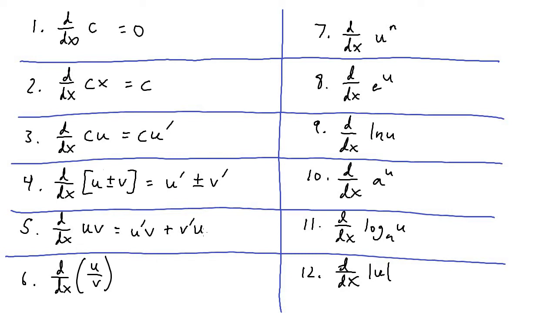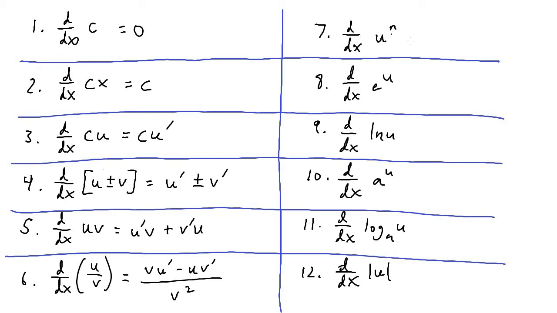Now number 6 is u divided by v, so that's the quotient rule, where we take the lower function times the derivative of the higher function, minus the higher function times the derivative of the lower function, all over the lower function squared. Now for number 7, we have the derivative of a function u raised to a power n.